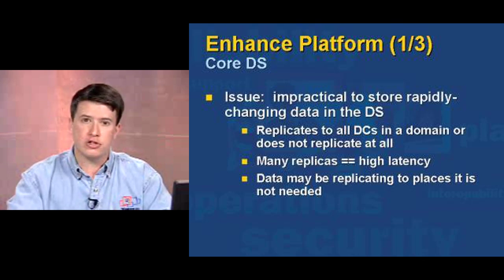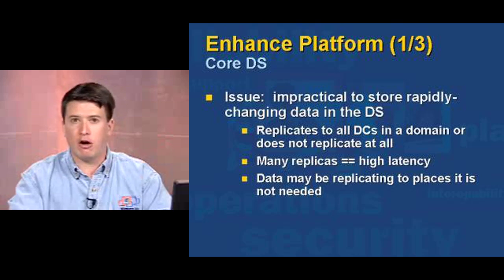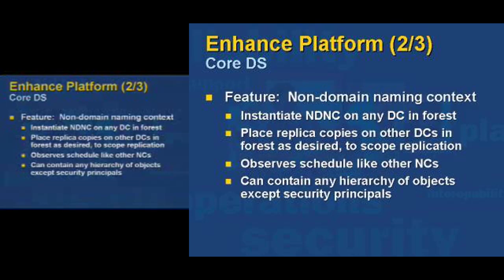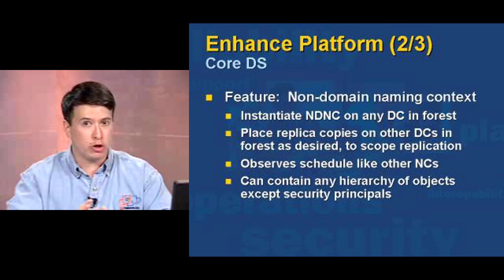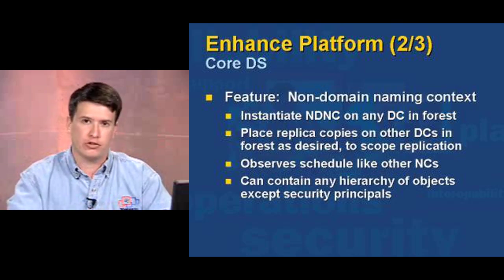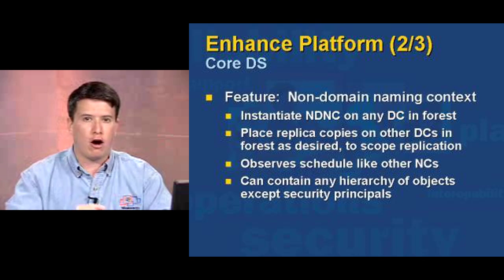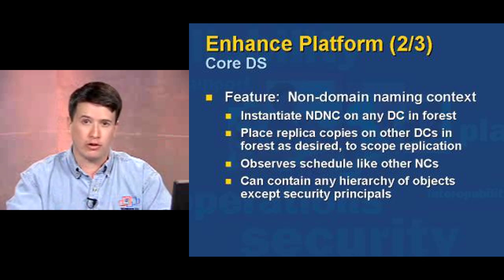So one of the features that we're working on and building for Whistler is a feature that we call the non-domain naming context, or NDNC. The NDNC is a naming context that you can create on any domain controller in a forest. And then you can create replicas of that naming context on any other domain controller or set of domain controllers in the forest that you want. That way you can very carefully restrict the locations that the data replicates to.